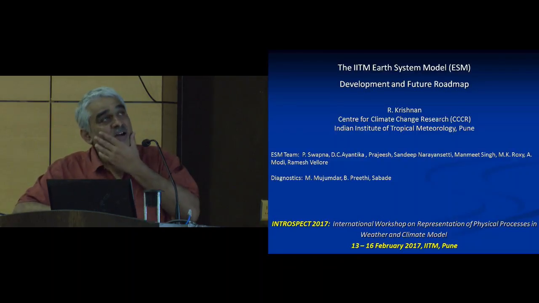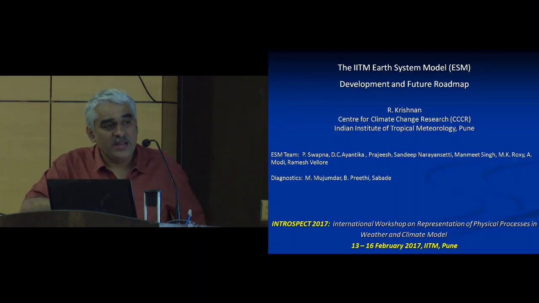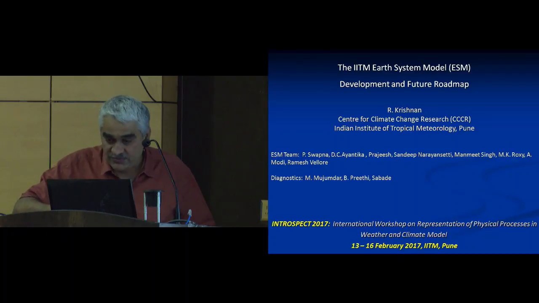And yesterday's talk by Annamalai and others pointed out the problem with the CMIP-5 models, even for present day climate, how realistic they are in simulating the rainfall over India. I think the models are spread all over when you compare with the observations. So this is a big concern, how to improve the models and how to understand the processes both globally as well as regionally. And this was our basic philosophy.